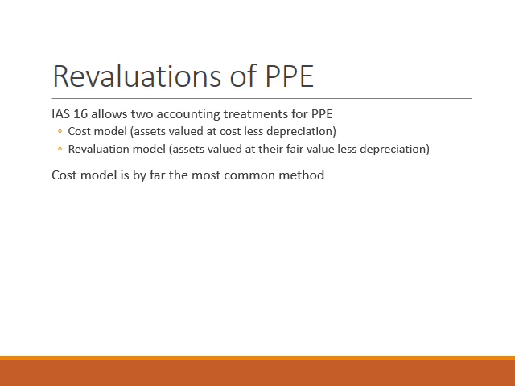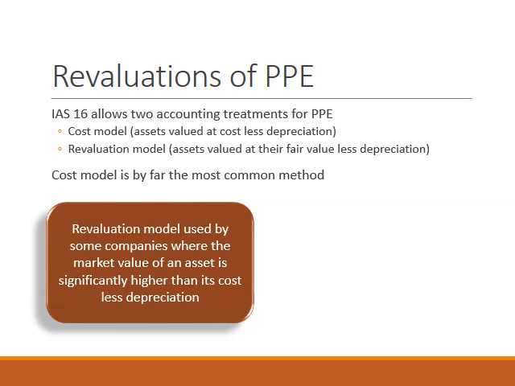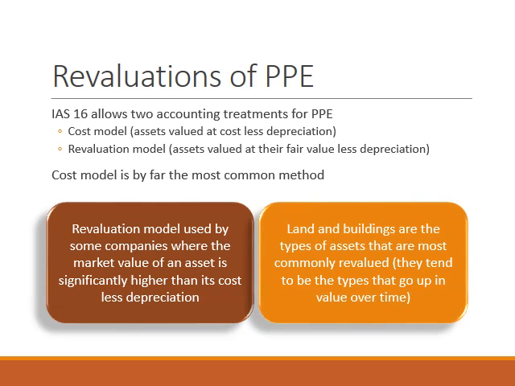The cost model is by far the most common method, but the revaluation model is often used by companies where they have a particular asset whose value is significantly higher than its cost less depreciation. The most common type of asset where this occurs are land and buildings, as they do tend to go up in value over time rather than fall, which is the case with most machines and vehicles, say.